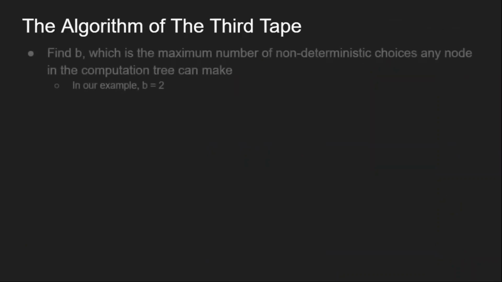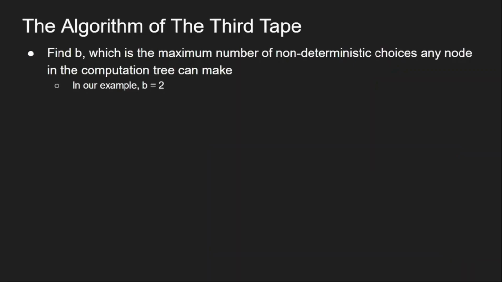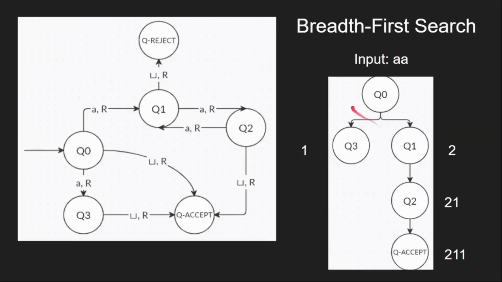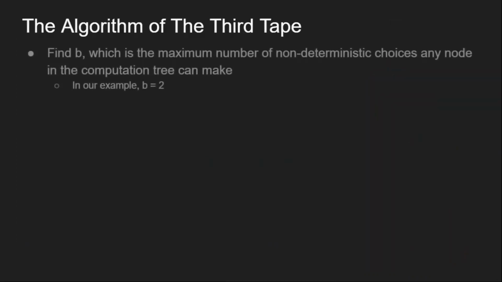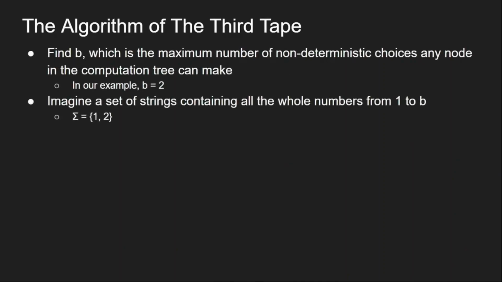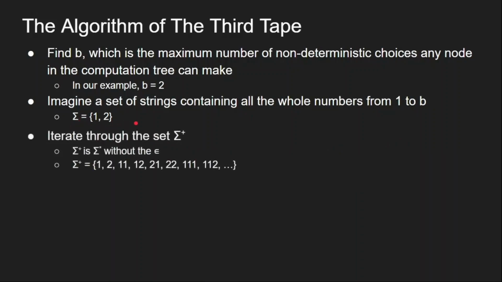So for this, we are going to create an algorithm. We are going to start with B, which is the maximum number of non-deterministic choices any node in the computation tree can make. In our example, B equals 2, so going back to q0, yes, B is 2. Then imagine a set of strings, sigma, containing all the whole numbers from 1 to B. So if B is 5, this would contain the strings 1, 2, 3, 4, 5. Here it's 2, so sigma simply contains string 1 and string 2.